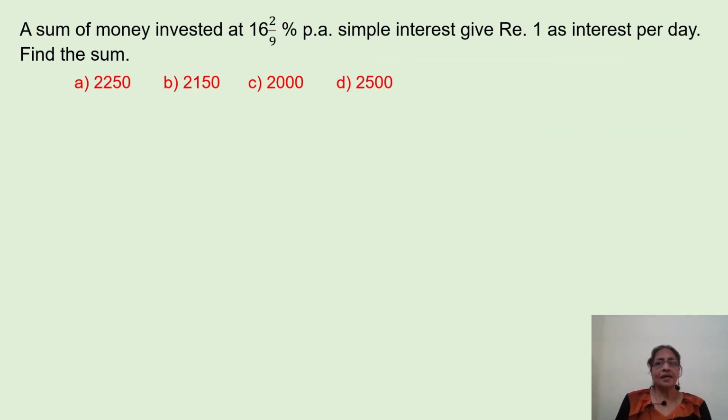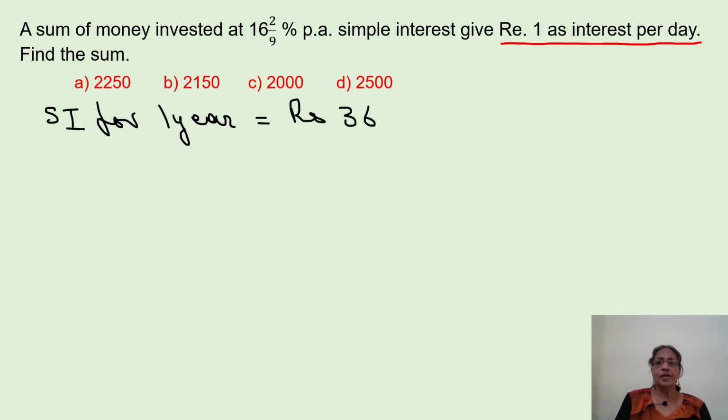A sum of money invested at 16.29% per annum simple interest gives rupee 1 as interest per day. Find the sum. Now an interesting thing here. Rupee 1 as interest per day. So the first thing we know is that the simple interest for 1 year is going to be 365, because there are 365 days in a year.